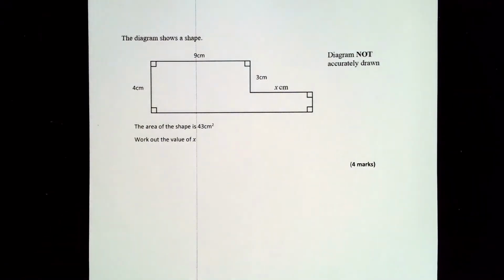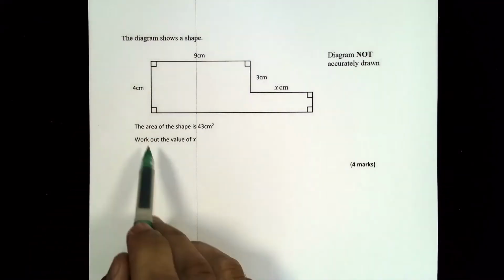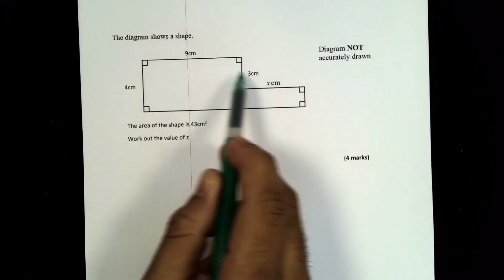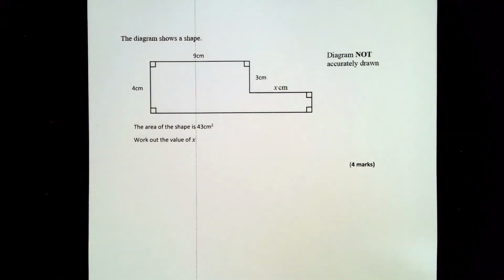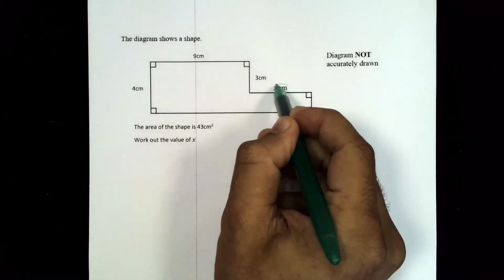So the first thing I do with a question like this is obviously to read it. So I'm going to read the question. It says, the diagram shows a shape. The area of this shape is 43 centimeters squared. And then it wants me to work out the value of x.